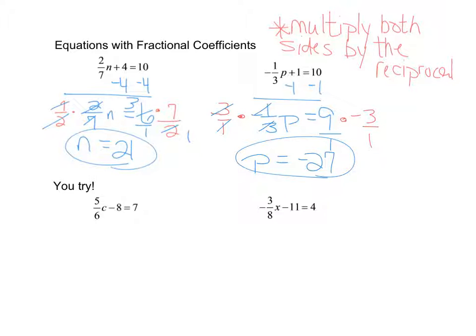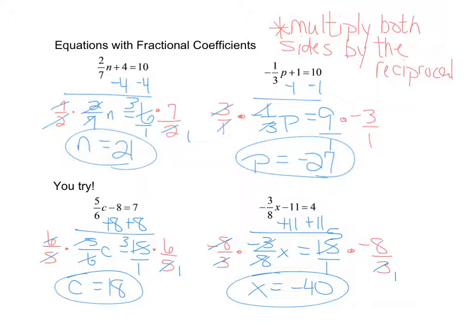Okay? I want you to pause the video. I want you to try these two right here on your own, then turn the video back on and see how you did. So, for this first one, I got c equals 18. For the second one, x equals negative 40. Why don't you check your work if you missed them, see if you can find what you did wrong, and correct your mistake. If you have any questions, stop the video and ask. Make sure you understand these before you move on to the next set.